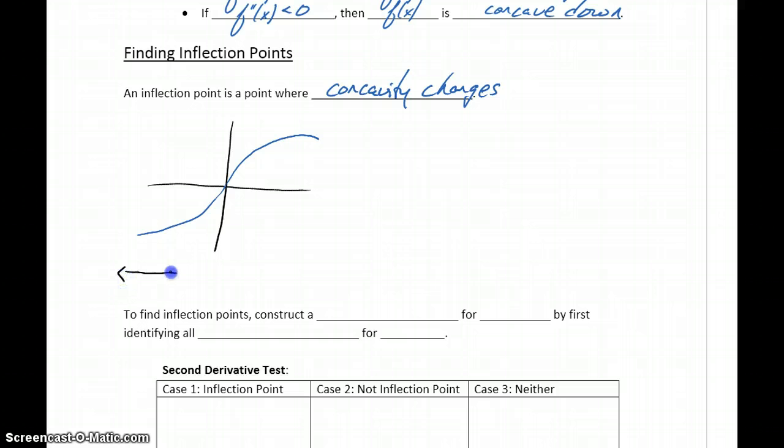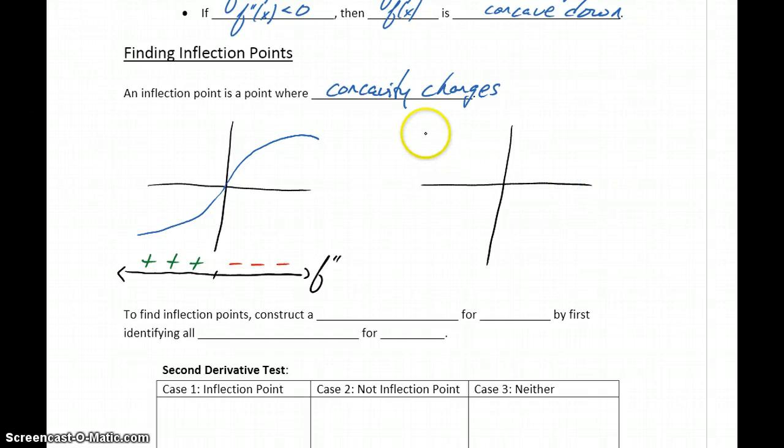We could look at the sign chart for the second derivative of our function. And what we would see is values where the second derivative is positive, and then values where the second derivative is negative. So that would make this point x equals 0 an inflection point because concavity changes from positive to negative.